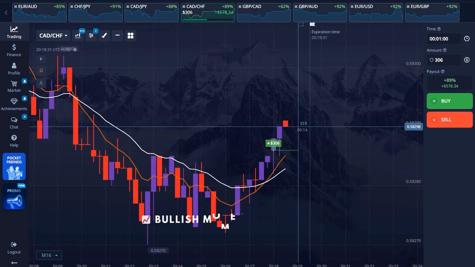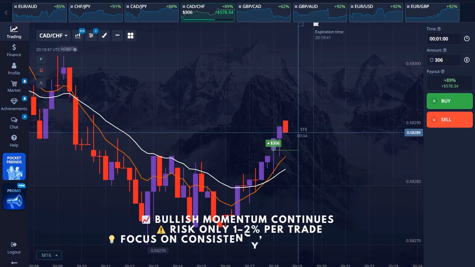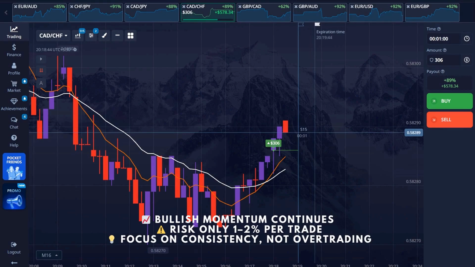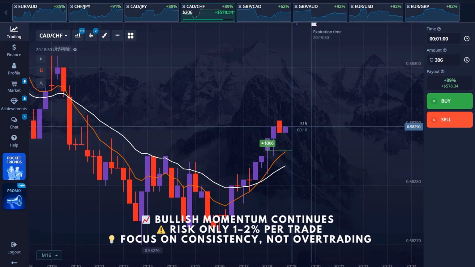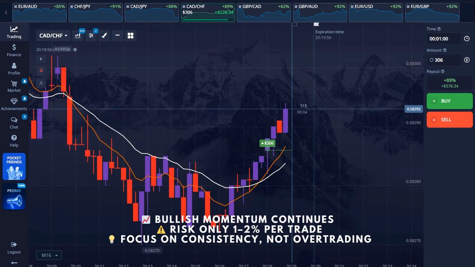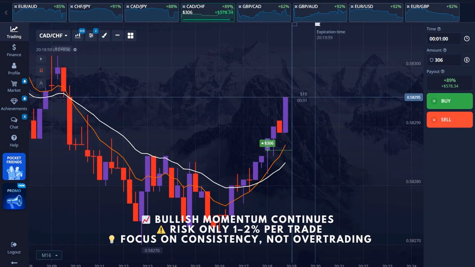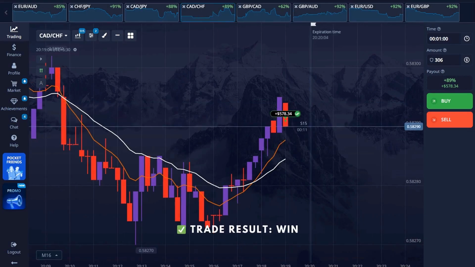Now, as the trade is running, you can see the candles continuing to push upwards. This shows us that the trend is supporting our decision. Of course, you'll notice some candles move slightly against us, and that's normal. Markets never move in a straight line. What matters is that the overall momentum is bullish, and the EMAs are spreading apart, which adds strength to the signal. And there we go. The trade has closed, and this one finished in profit.